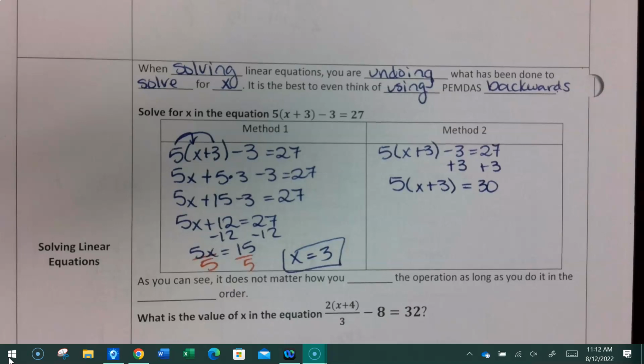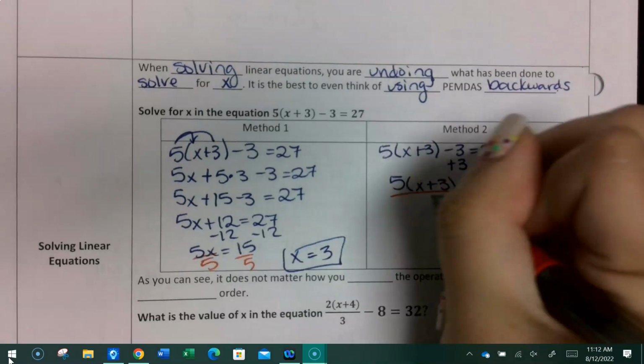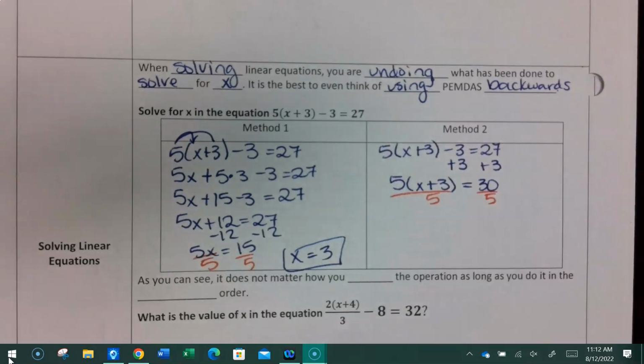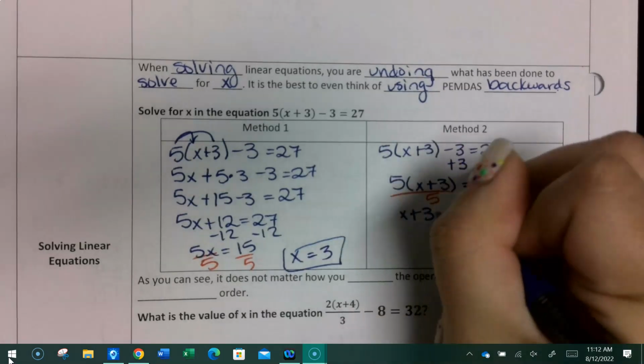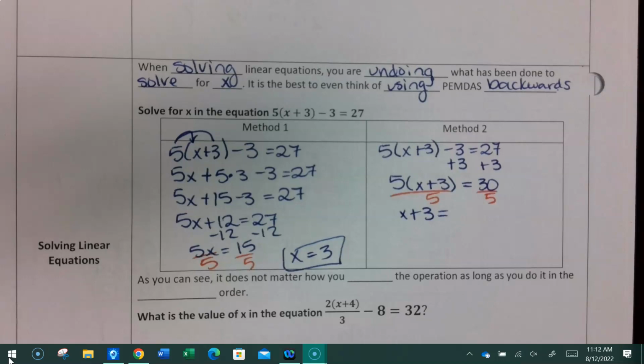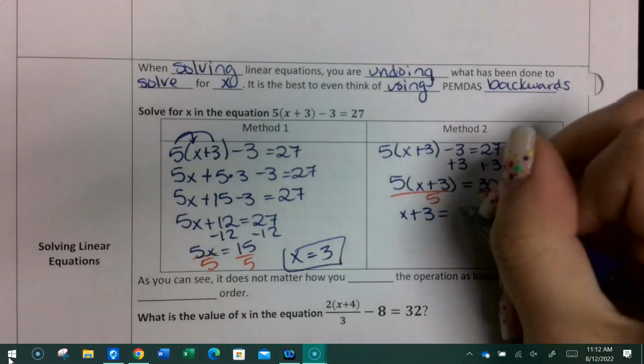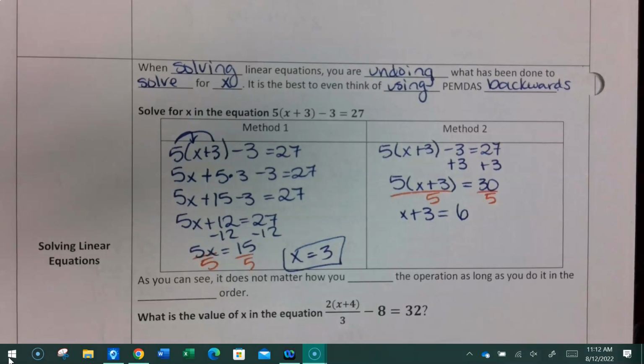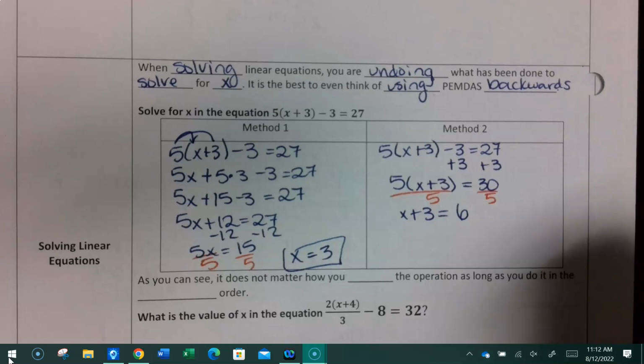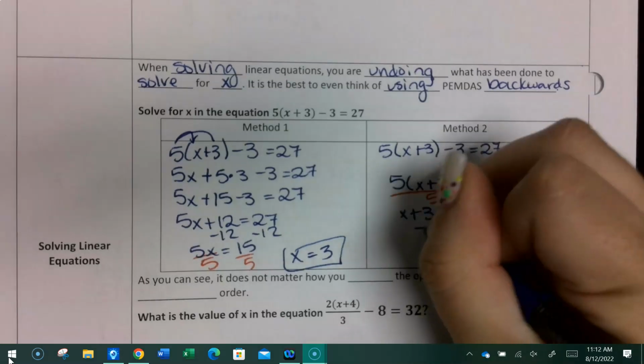So now I want to get the parentheses alone. How do I get them alone? Not times by 5. I want to get rid of the 5. Divide by 5. So I get x plus 3 on the left. What is 30 divided by 5? Okay, and then how do I get this x alone? Subtract 3. I heard someone say that.